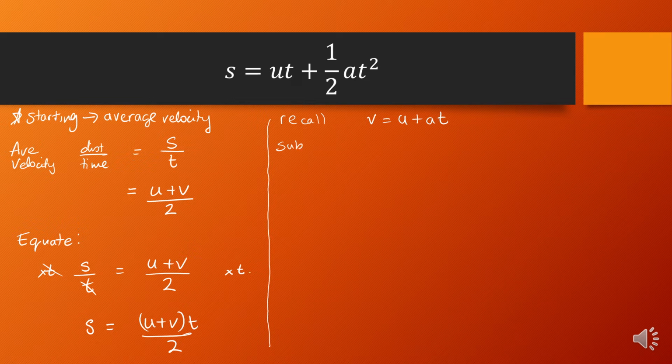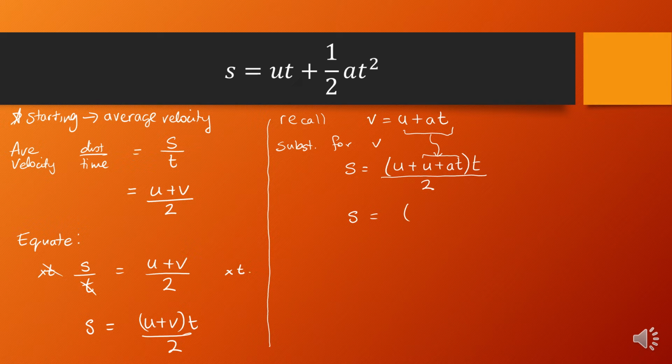So we're going to substitute for v. Alright, so now we'll have s equals, so inside the bracket we'll have u plus, now instead of v we're going to write u plus at. So this goes down here. Okay, and that needs to be multiplied by t, and all of that should be divided by 2. Okay, so I think we're almost there. We're just going to tidy up and make it look like what it's supposed to.